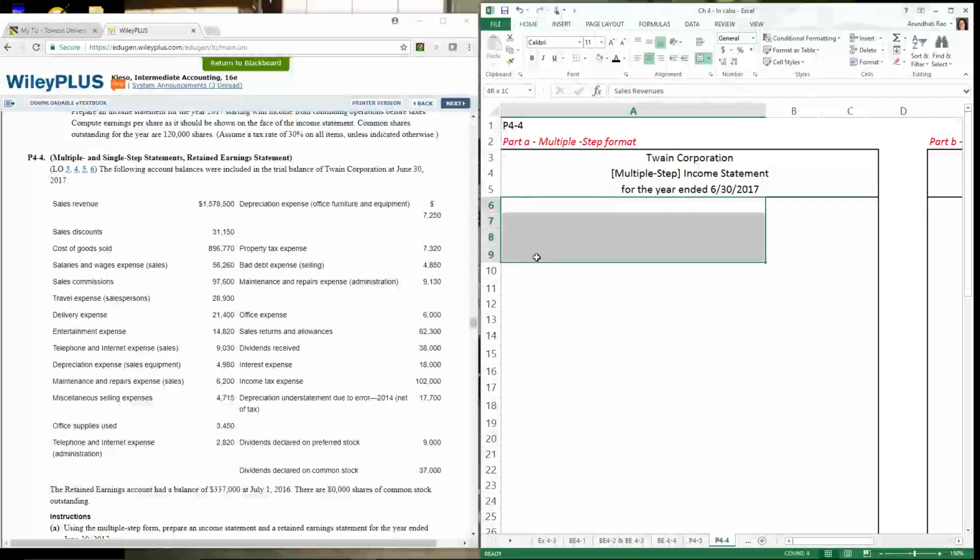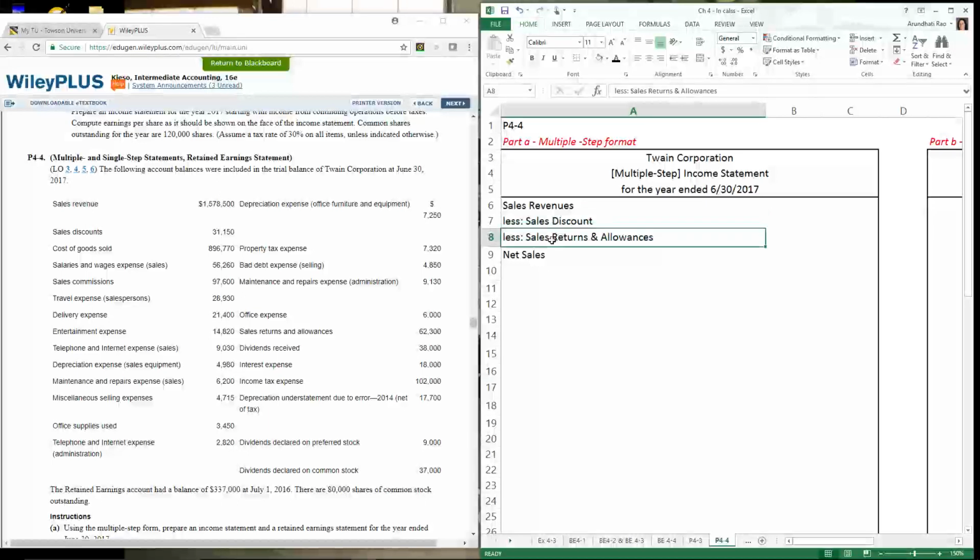The first portion is always sales revenue minus sales discount minus sales return and allowance. That will give us the net sales. Now, if we have not been given these two items, then the sales revenue is the net sales. You will then subtract cost of goods sold to arrive at the gross profit. This format is always standard in terms of how we start out.